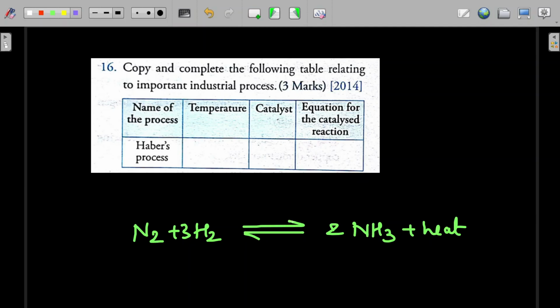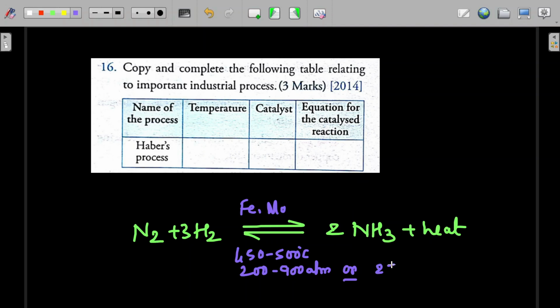Can anybody tell me the conditions here? Please raise your hand. Which catalyst? Promoter? Yes, Iona. Finely divided iron. 450 to 500 degrees Celsius, and 200 to 900 atm. Very good. What is the promoter we use? Molybdenum. Yes, molybdenum.